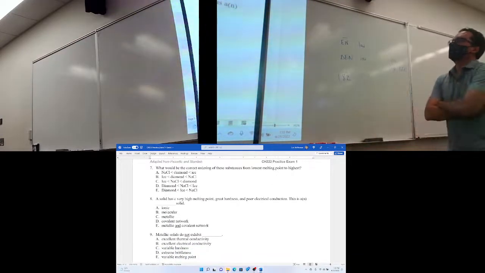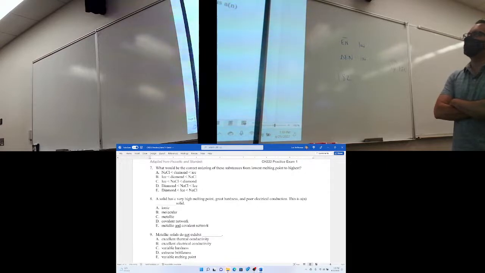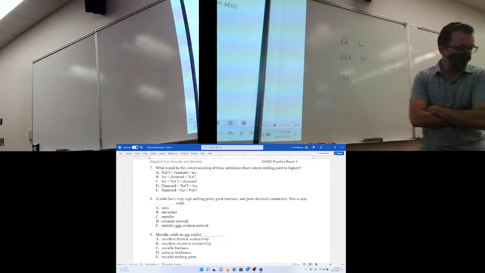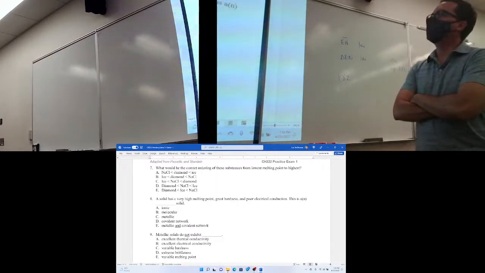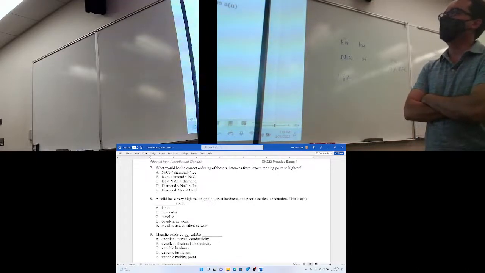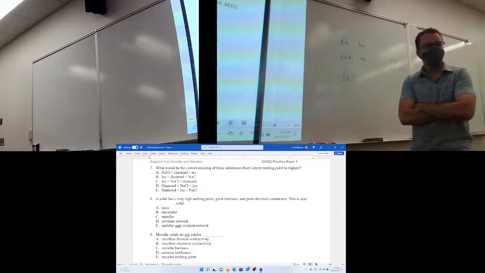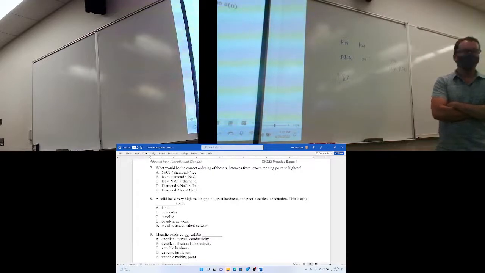So what would be the correct ordering of these substances from lowest melting point to highest? So we have ice, diamond, NaCl. I think it's pretty obvious that ice is going to have the lowest melting point.